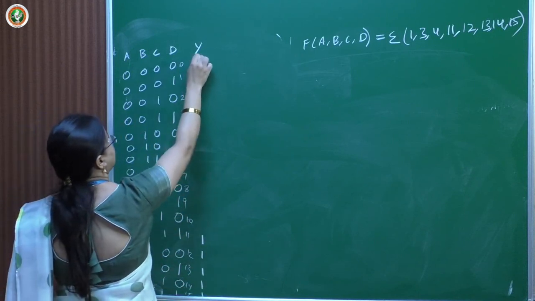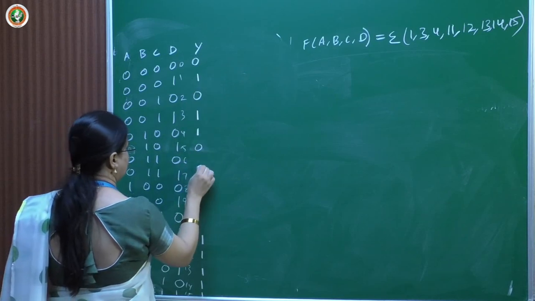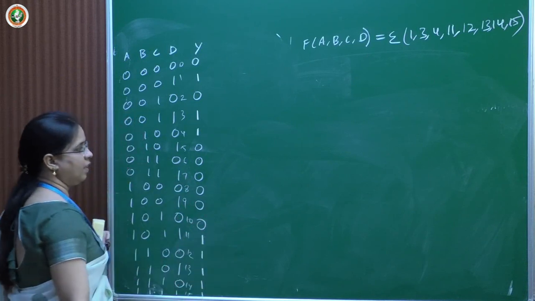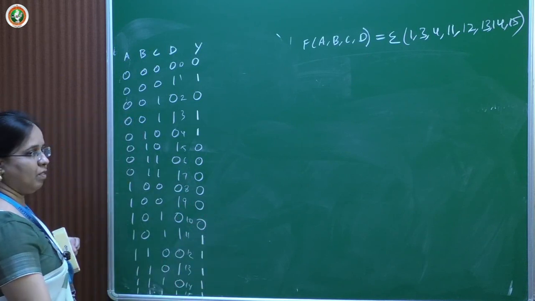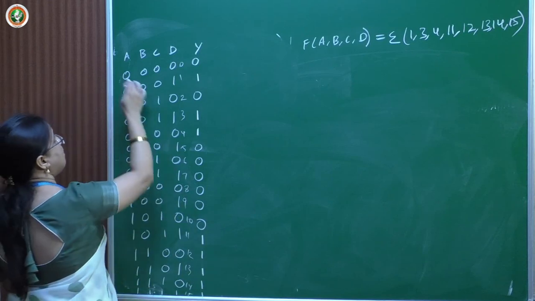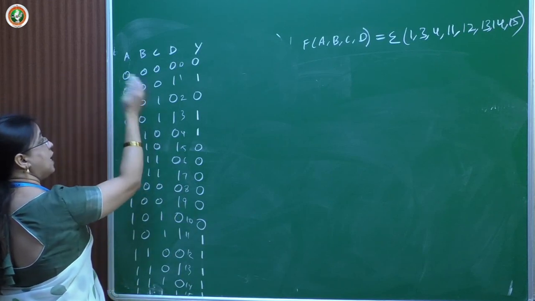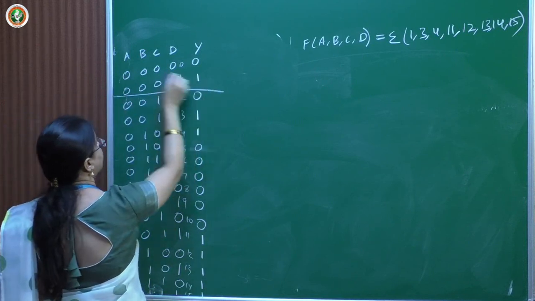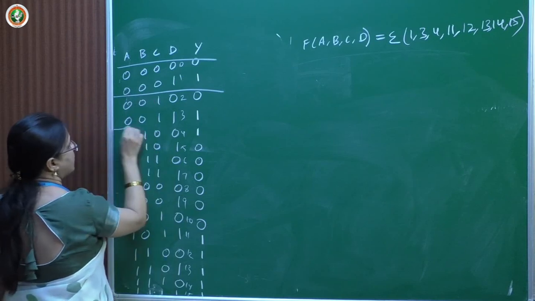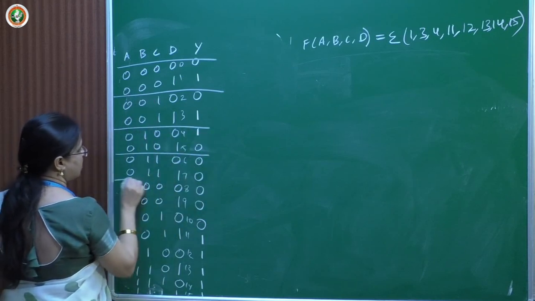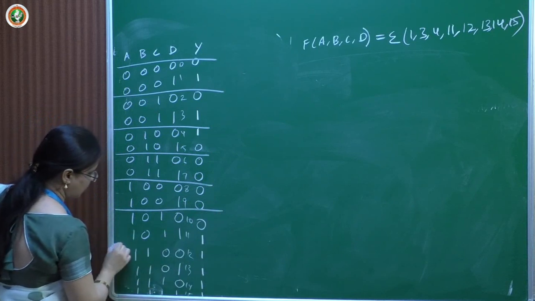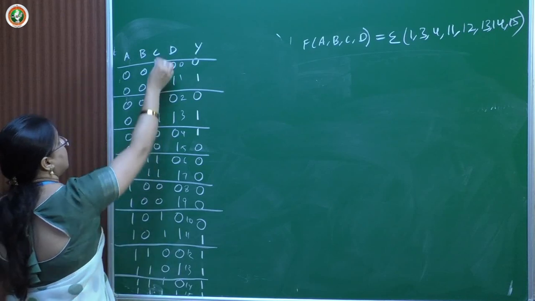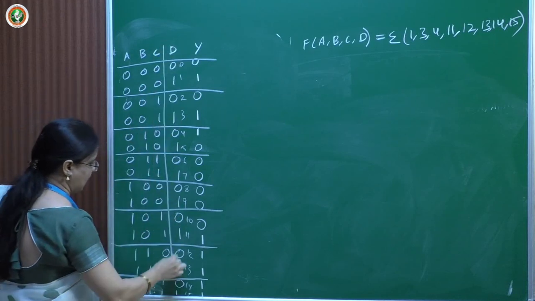Then the remaining entries will be 0, 0, 0, 0, 0, 0, 0, 0. Okay? So in a similar fashion, how we did in the previous example, make how many groups? 8 groups. Where A, B, C are having same value. So they are available together. So you can make like this. This is first group, second group, third, fourth, 5th, 6th, 7th and last one is 8th. Then divide this D like this.